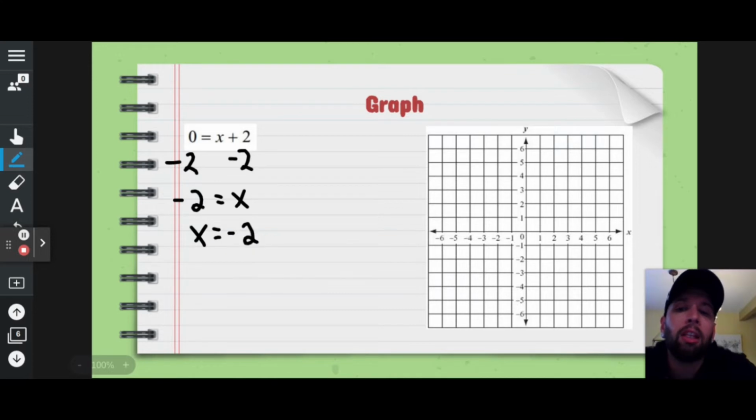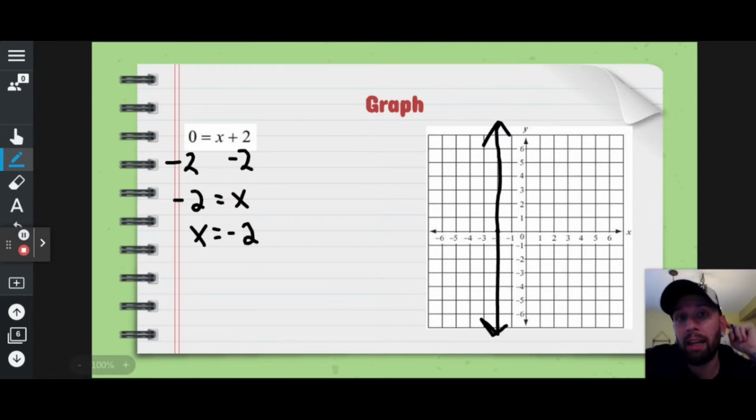Now, when you have x equals a number, that is a perfectly vertical line. So I go to -2 on the x-axis, and I go perfectly up and down, nice and vertical, straight through that -2, and that's my answer. Dunzo.